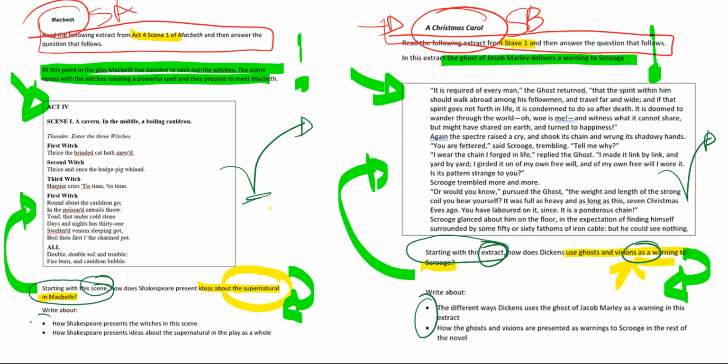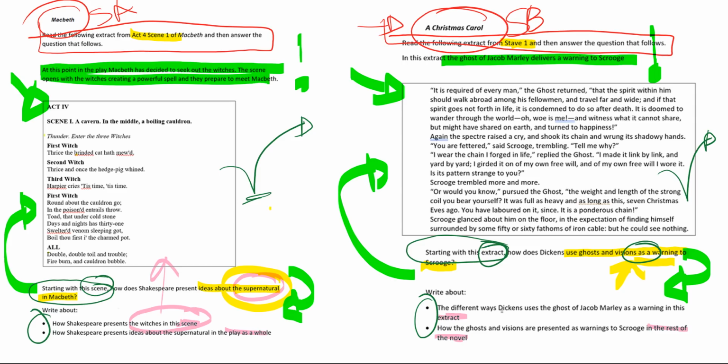And for both questions, they give you two reminders of things they want you to write about. Normally there'll be a reminder that you need to write about the scene and the play as a whole, or the extract and the rest of the novel. But read these questions carefully, because you've got some clues and hints as to what they want you to write about. How does Shakespeare present the witches in this scene? So now I've got a little bit of help. I'm writing about the supernatural. One of the things I could write about is the witches in this scene.